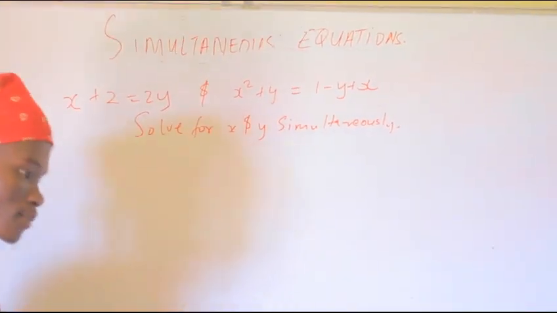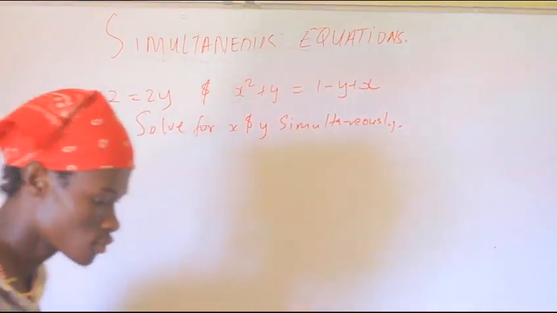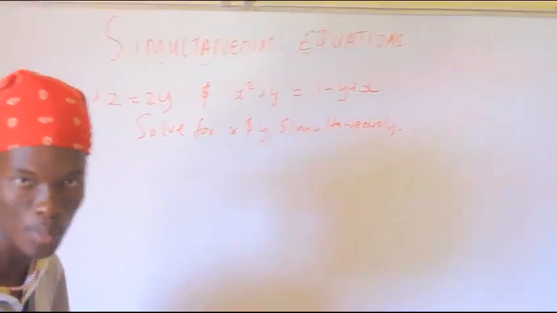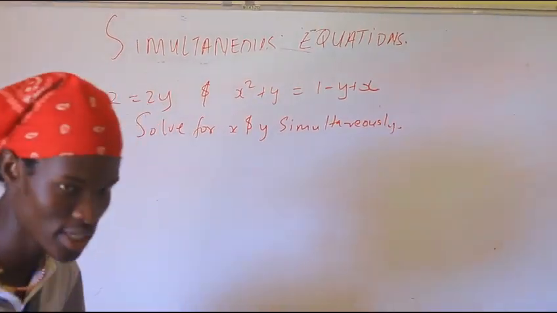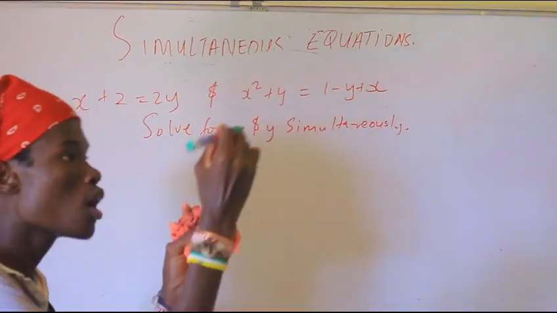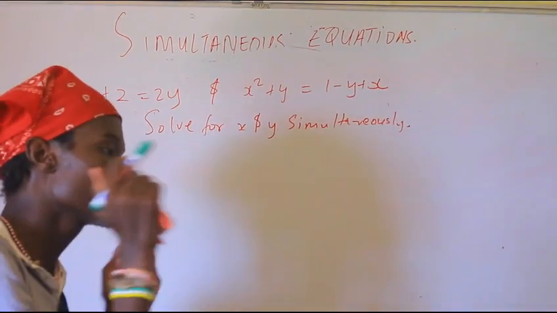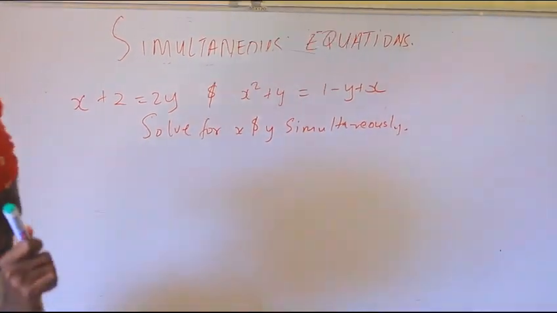So let's talk about simultaneous equations. This is for grade 11s and grade 12s. Very easy topic, but it needs your deep understanding of algebra. Remember, I built you from the first step. Now I'm building you and showing that you can actually manipulate algebra to get whatever you want in mathematics.